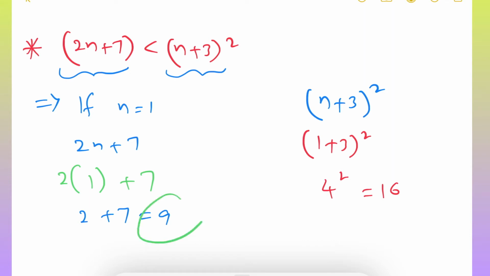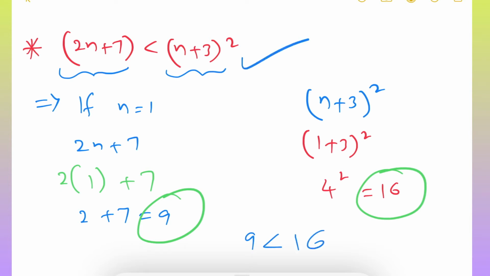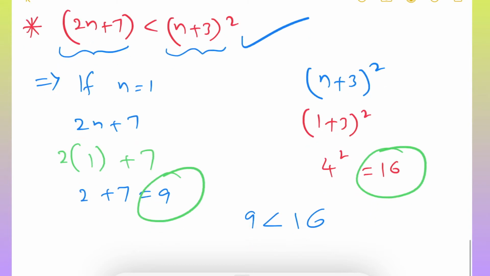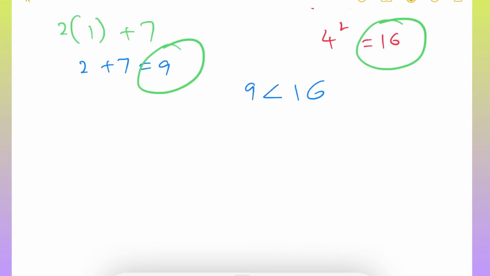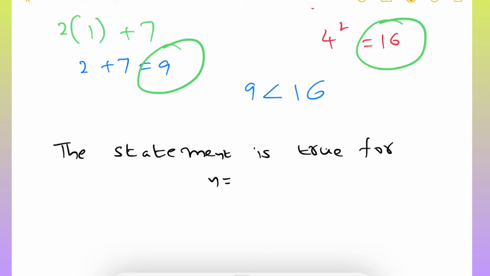So here on the left side we have 9 and on the right side we have 16. So we can conclude 9 is less than 16. So this statement is true for n equals to 1. That we will write. The statement is true for n equals to 1.